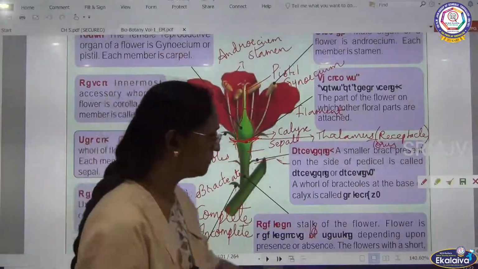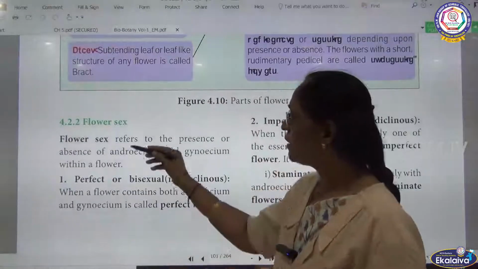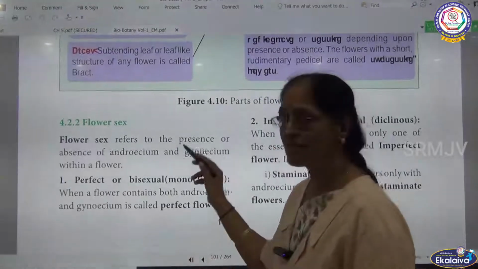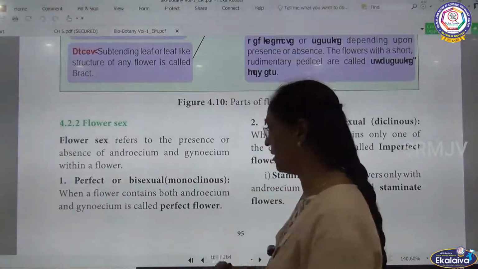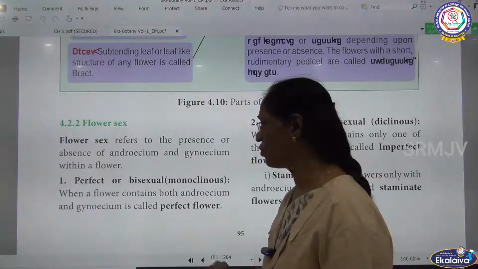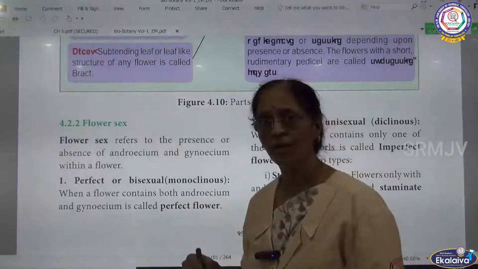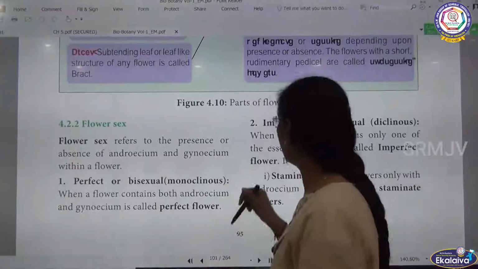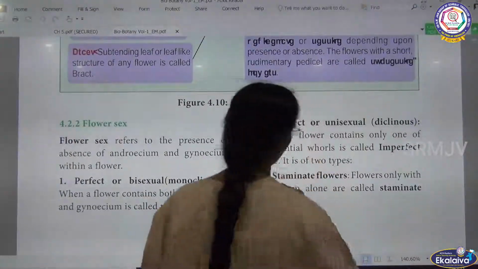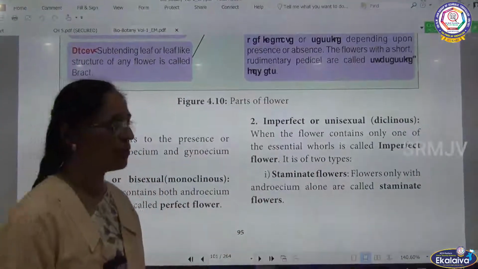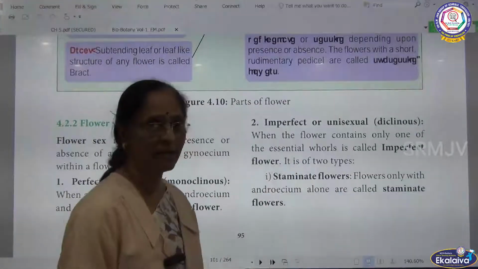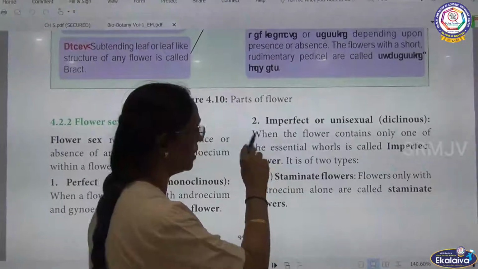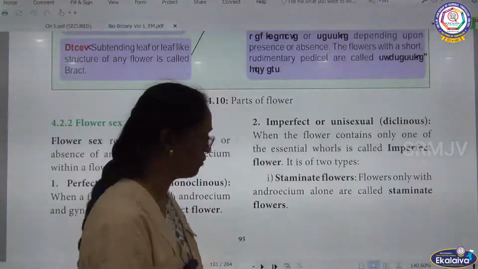Incomplete flower. Now, when we look into the sex of the flower, that is, the presence or absence of androecium and gynoecium, we have a bisexual flower, that is, a flower that contains both androecium and gynoecium. Then an imperfect flower is what we call unisexual, where the flower contains only one essential whorl.